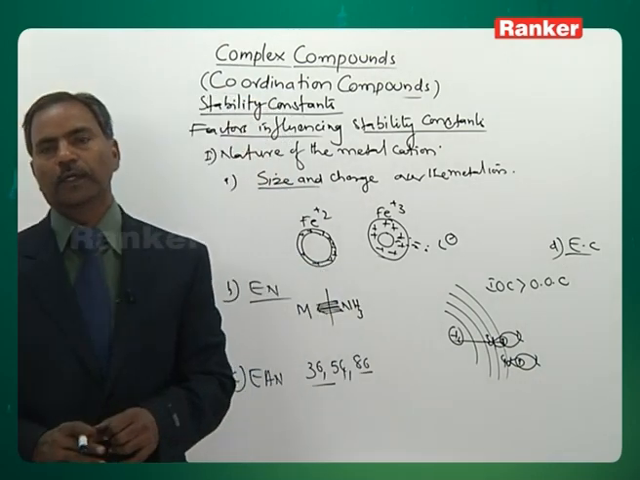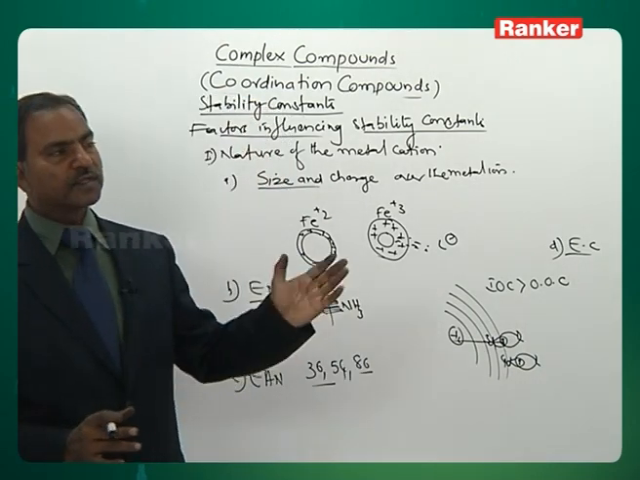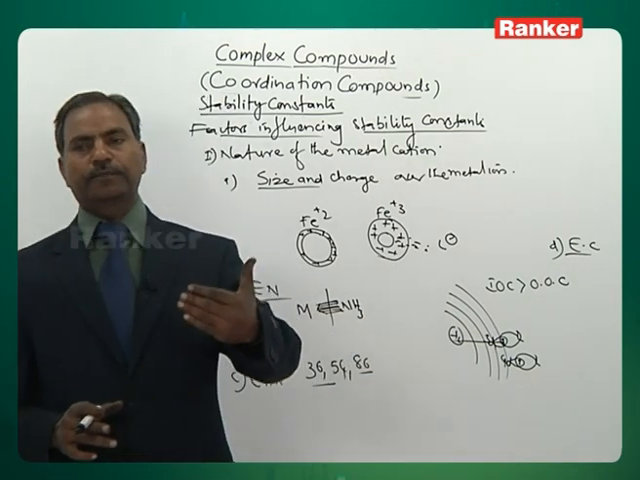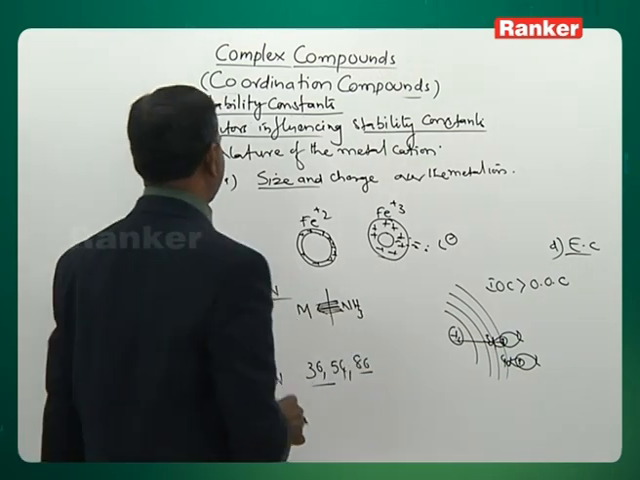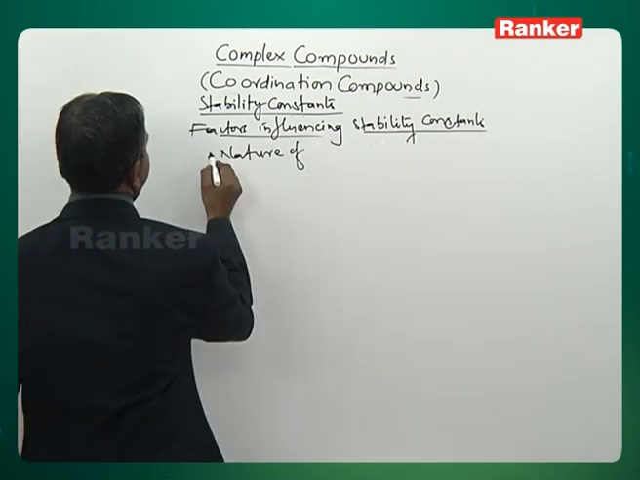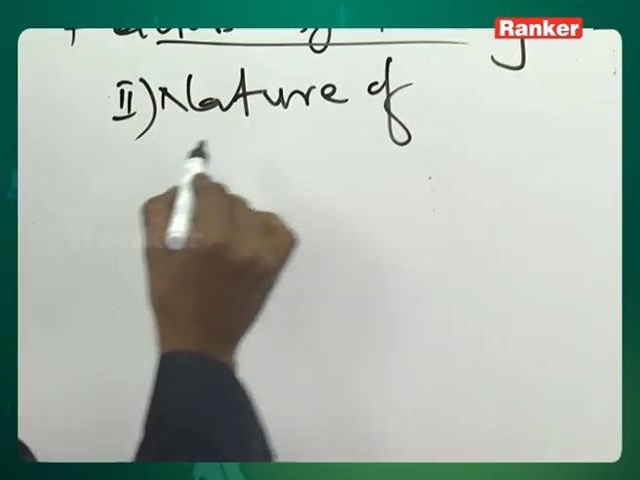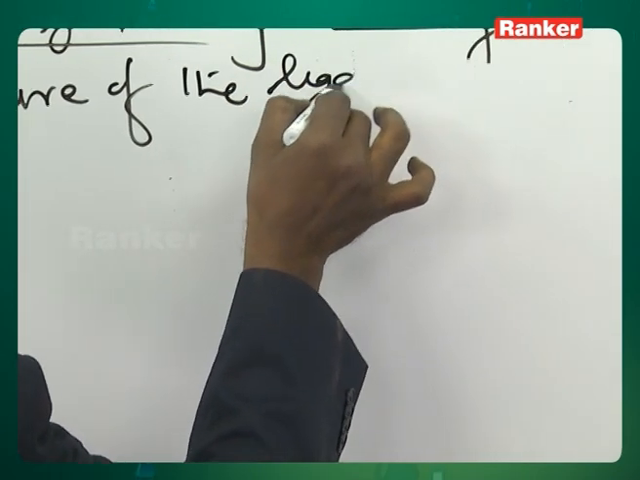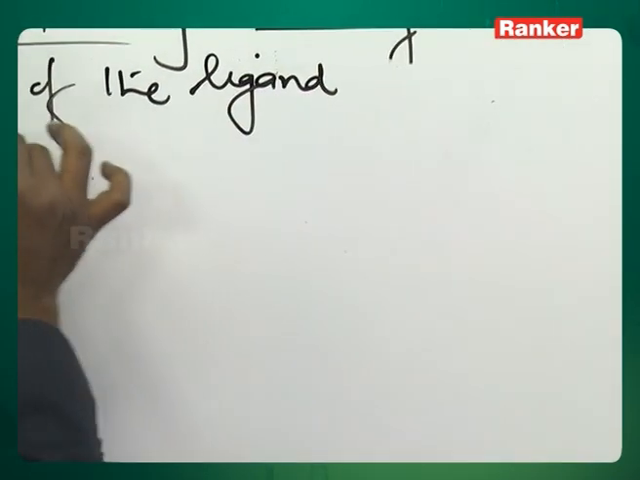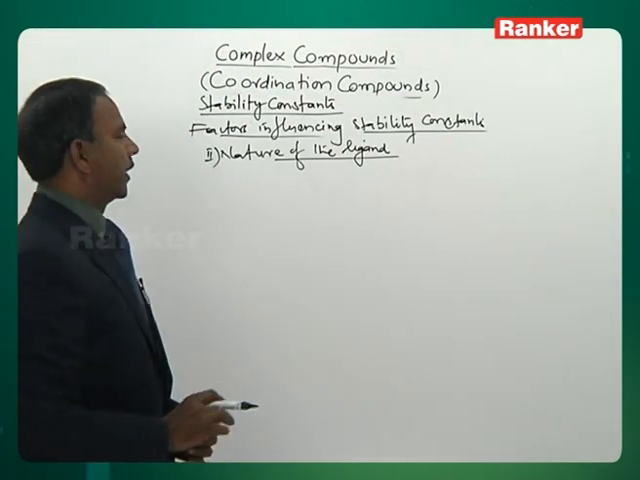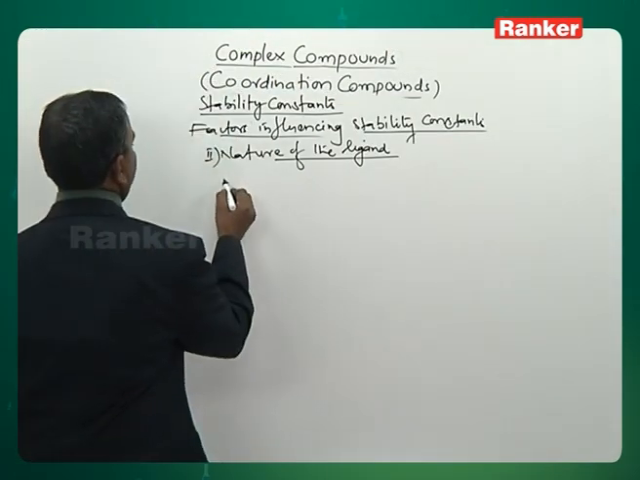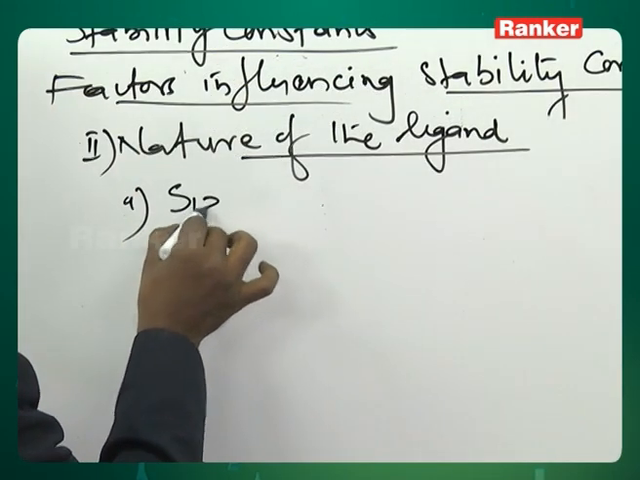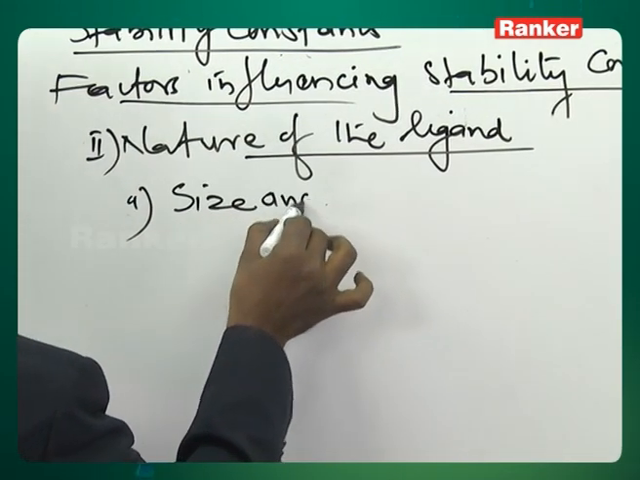These are the factors. Next, let us see the stability constants which are influenced by the nature of the ligand. Under nature of the ligand, the first one is size and charge of the ligand.